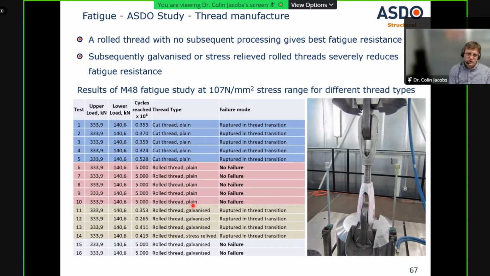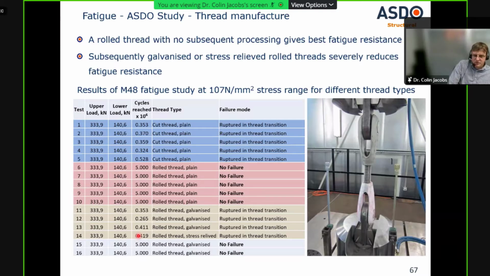And we conducted also a number of tests where we took cut threads and rolled threads, and we just cycled them up to 5 million cycles. What we found, as we expected, is that a cut thread really only got up to maybe 300, 500,000 cycles before it failed. A rolled thread, we couldn't make the bar fail after 5 million cycles. But if we galvanized that rolled thread, then again we achieve similar fatigue resistance as having a cut thread.